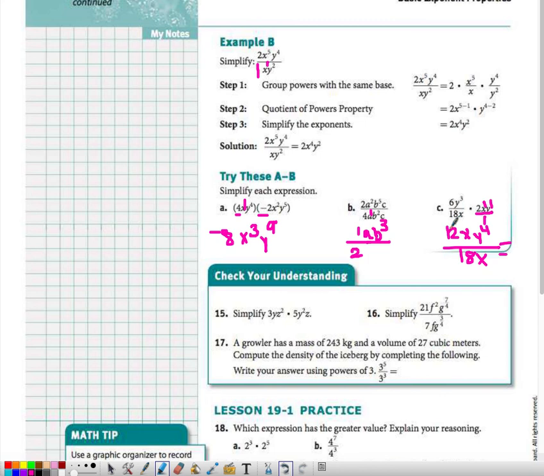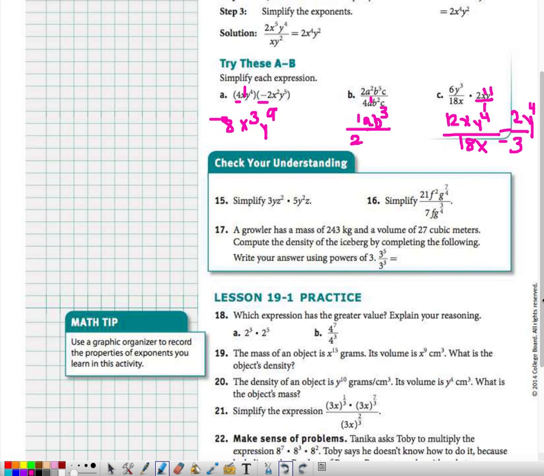Then from there we can reduce. So 12 and 18 will both be reduced by 6, so we would have 2/3. And then x divided by x would cancel out, and we would be left with y to the 4th. So 2y to the 4th over 3 would be our final answer.